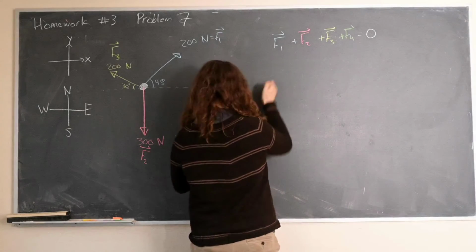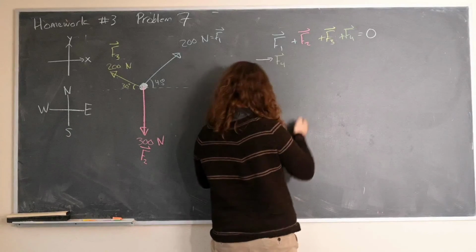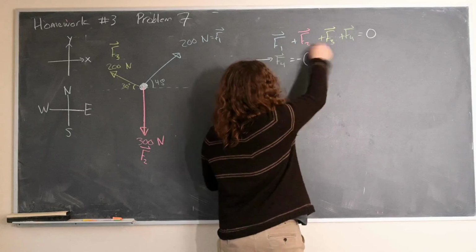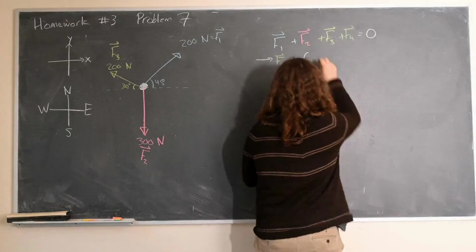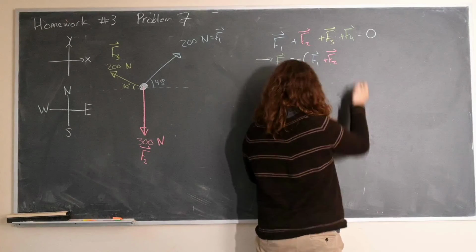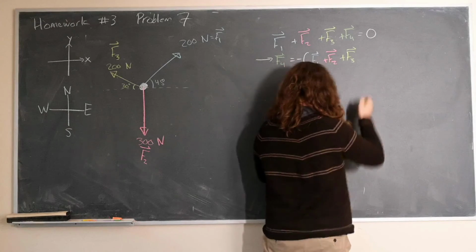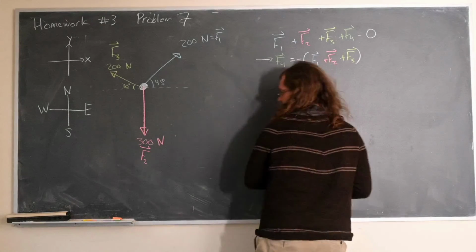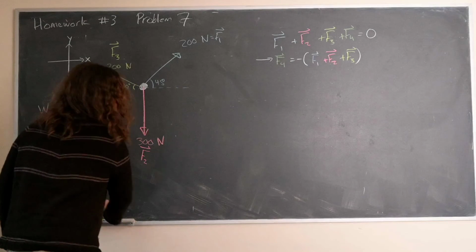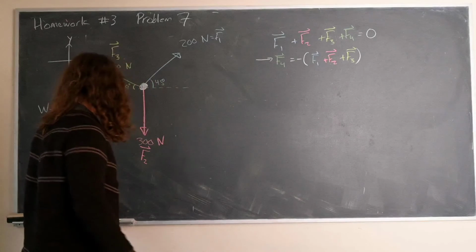So what that means, right, F4 is equal to the negative of all of those added together. So minus F1 plus F2 plus F3. So really, now all I need to do is add them up and take the negative.